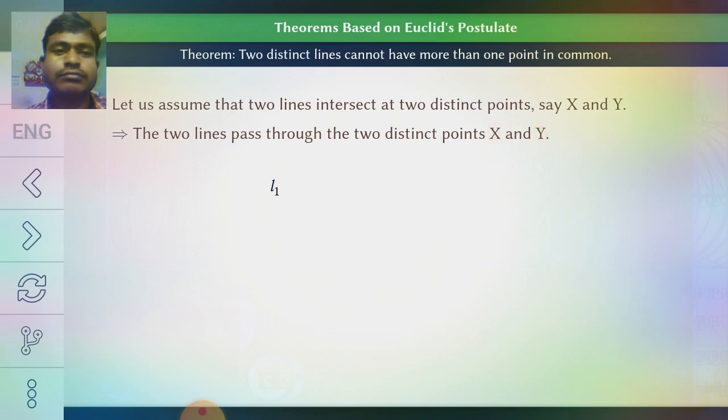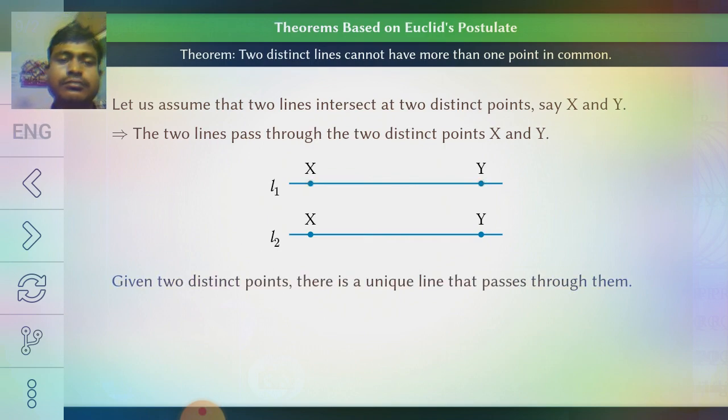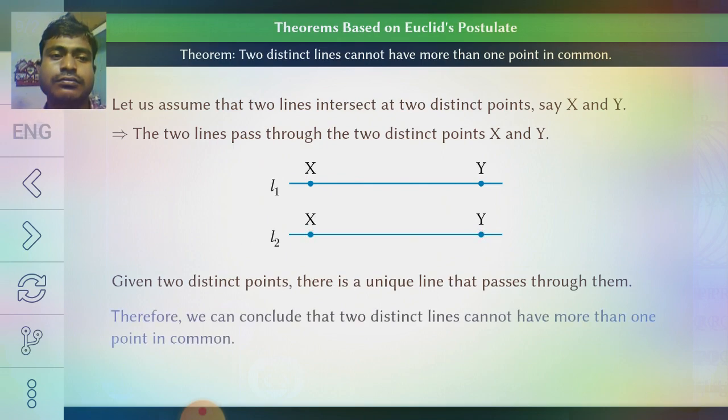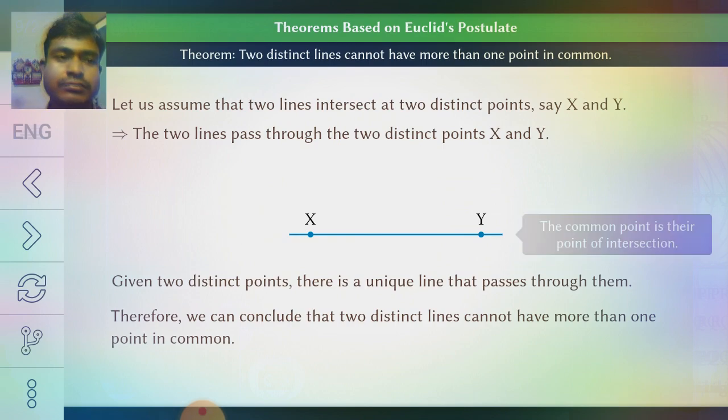Suppose line L1 passes through the points X and Y. Now, suppose line L2 also passes through points X and Y. Now, this contradicts the postulate that, given two distinct points, there is a unique line that passes through them. Therefore, we can conclude that two distinct lines cannot have more than one point in common. The common point is their point of intersection.